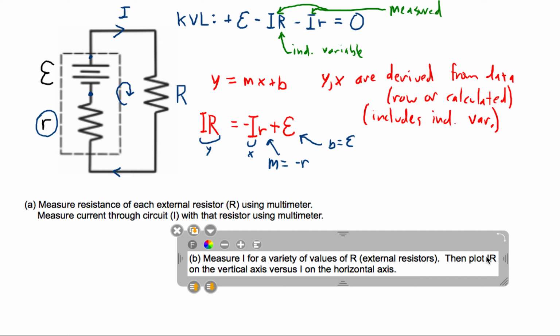Provide enough details so their student can replicate the experiment, including any steps necessary to reduce experimental uncertainty. I don't offhand have any steps to reduce experimental uncertainty. Measure I for a variety of values of R, then plot IR on the vertical axis versus I on the horizontal axis. That's probably what I would go with.